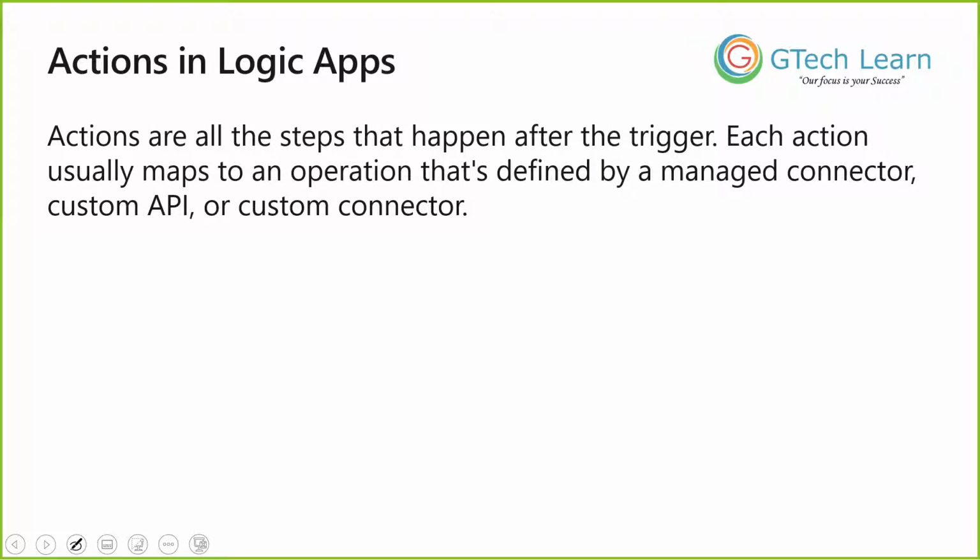Perfect. Let's go to the next segment, which talks about actions. This is fourth, last but not the least, in Power Apps or Logic Apps or any kind of automation engine. Actions are all the steps that happen after the trigger. When a trigger fires, when the event occurs, what should happen thereafter? That's what we decide and provide in our actions. Each action usually maps to an operation defined by the connector, or you can have a custom connector, which we're not discussing here today.